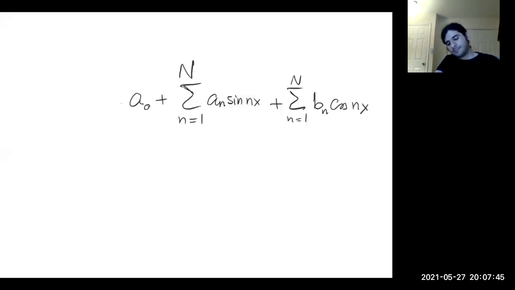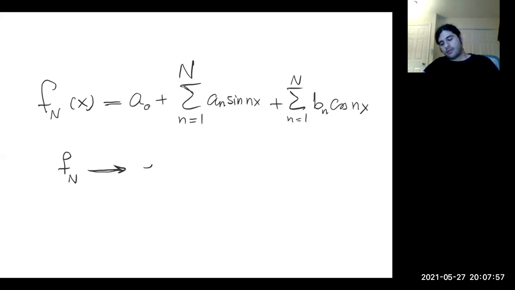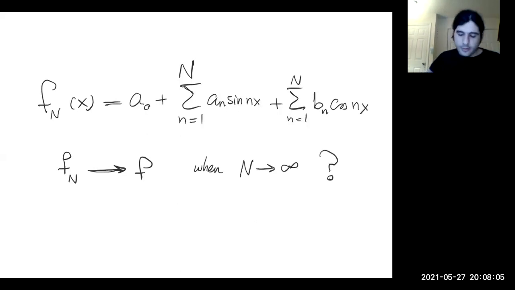So let's call that Fn of x. And one practical question one can ask is, does Fn converge to f when n goes to infinity or not? So the question is, does this sum, as we raise n, get closer and closer to the function f?